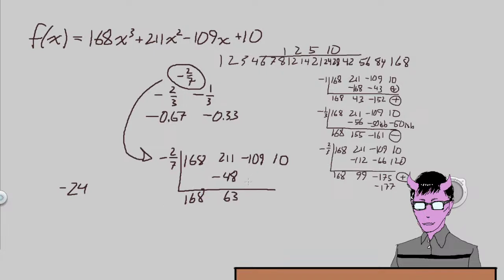So 63 by 7 is 9. 9 times negative 2 is negative 18. I really, really hope this is it. So we have negative 127. Is that divisible by 7? It is not. Okay. Well, it's unfortunate.